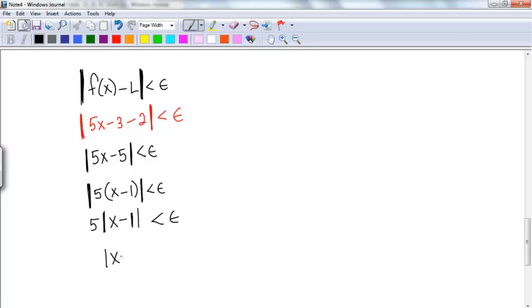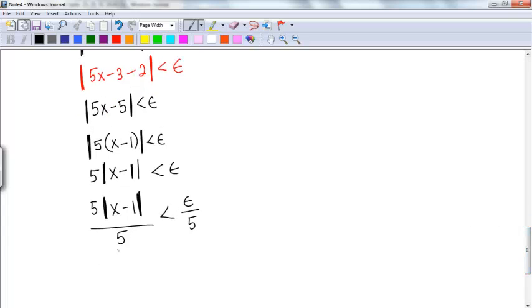Now take the 5 and divide by 5 on both sides. The 5's would reduce, and I'd have the absolute value of x minus 1. That's really saying the distance from x to x sub 0 is less than epsilon over 5. And that's when you stop, when you get down to x minus x sub 0 is less than something. In this case, it's epsilon over 5.